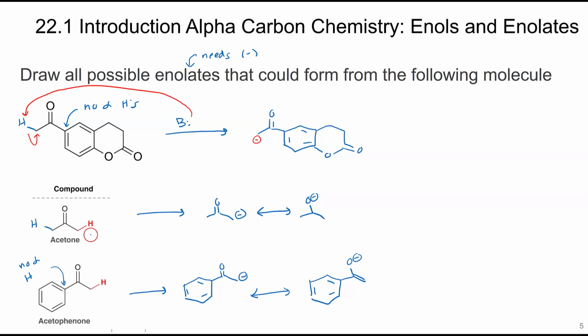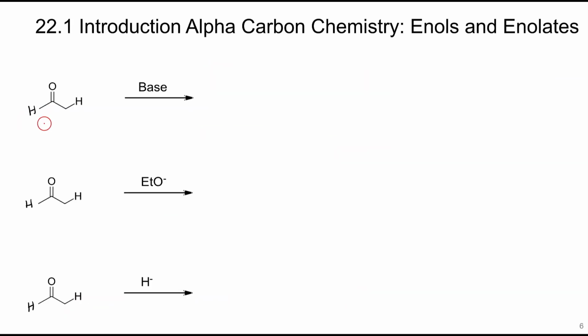The pKa of this alpha proton in acetone is around 19. For acetophenone it is around 18. In a reaction with acetaldehyde, the pKa of the alpha proton is around 16.7. This one right here, because it's acetaldehyde, is not an alpha proton. That's just an aldehyde proton. So the only one that we're looking at is this one right here, that can be abstracted by the base.